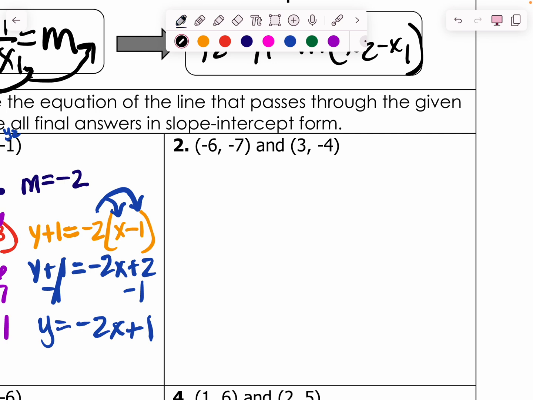Okay. Let's first find our slope. Negative 4 minus a negative 7, which is a plus 7, all over 3 plus 6.